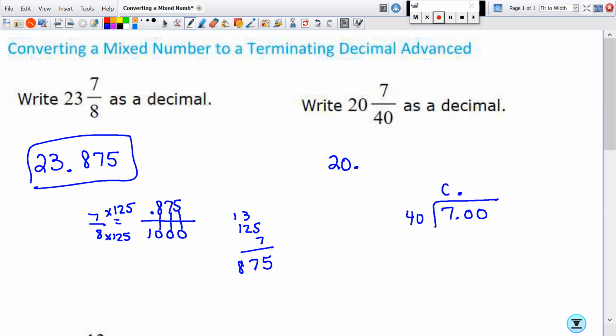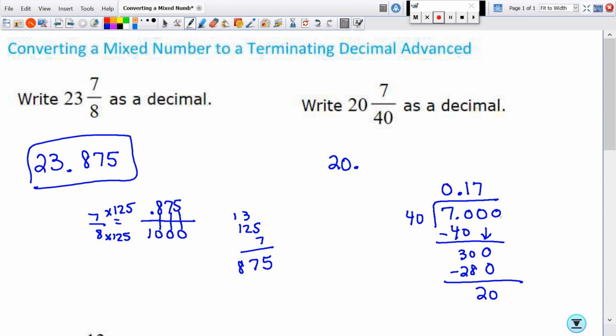40 doesn't go into 7. 40 goes into 70 one time. 1 times 40 is 40. Subtract, 70 take away 40 is 30. Bring down the 0. 40 goes into 300. Let's try 7. 7 times 0 is 0. 7 times 4 is 28. Subtract, 300 take away 280 is 20.